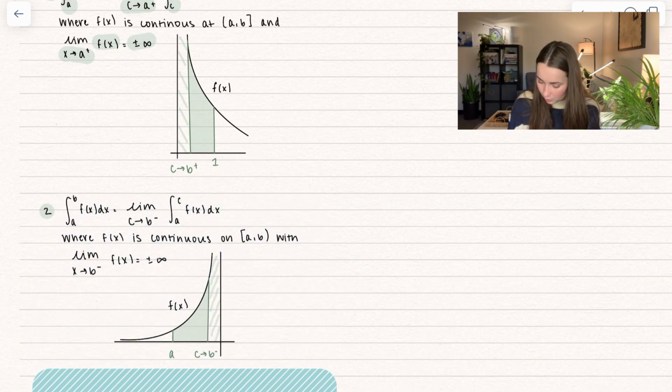So let's talk about a new one. So this is going to be where our function is approaching b from the left side, and so this is going to be our upper bound, is going to grow infinite.